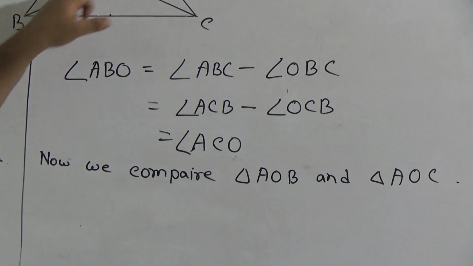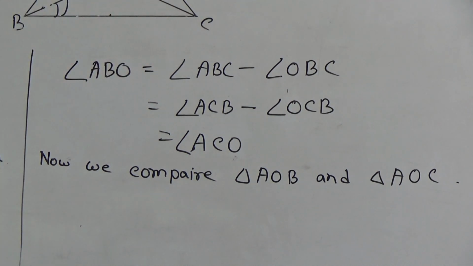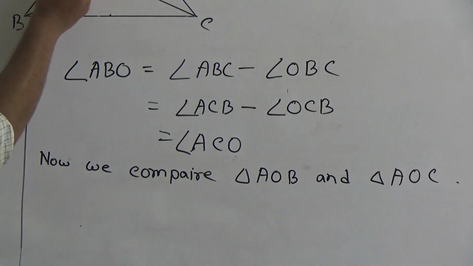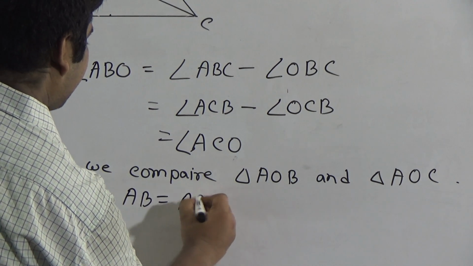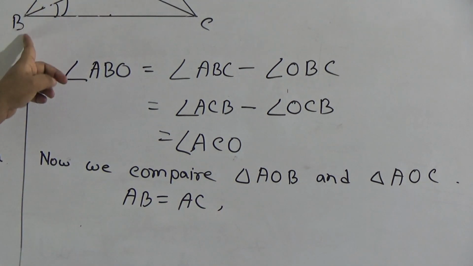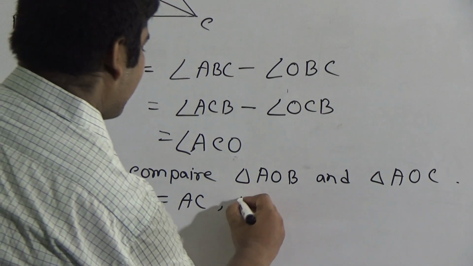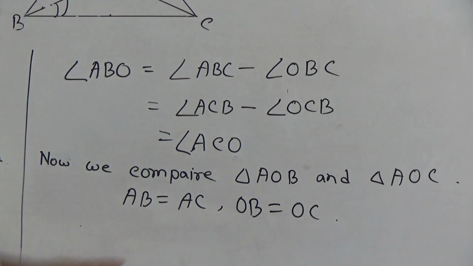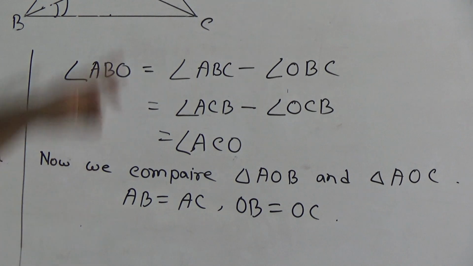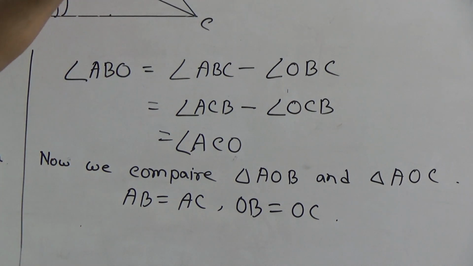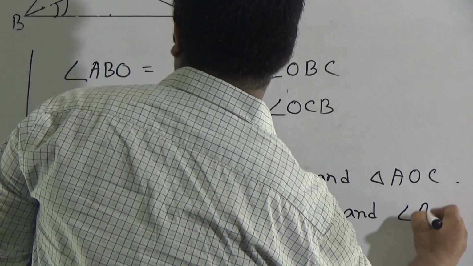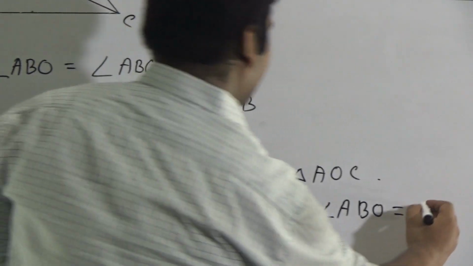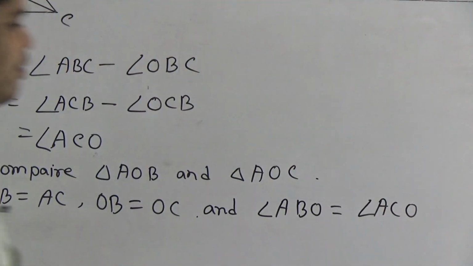Notice in AOB and in ACO, which things are equal? Here you notice AB side equal to AC side. Now write AB equal to AC. Here you notice OB equal to OC. Write OB equal to OC. These two things are given. Now you notice angle ABO equal to angle ACO. I hope you have understood.